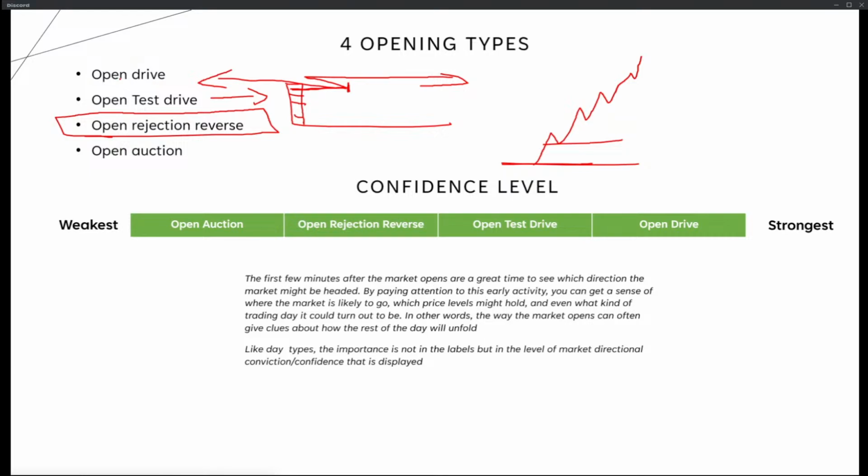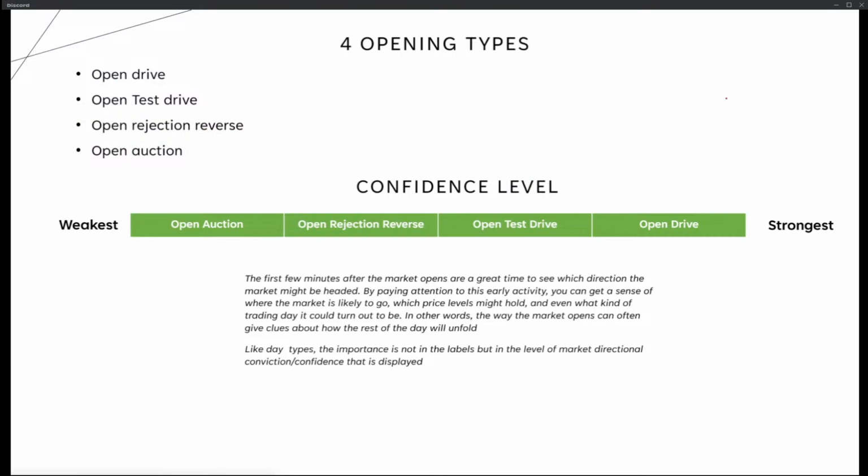Could you give an open test drive example like you did on the right there? Open test drive like this one, yeah. So if you have an open test drive, is this what you're talking about? Just like with a candlestick, like how you did on open drive.